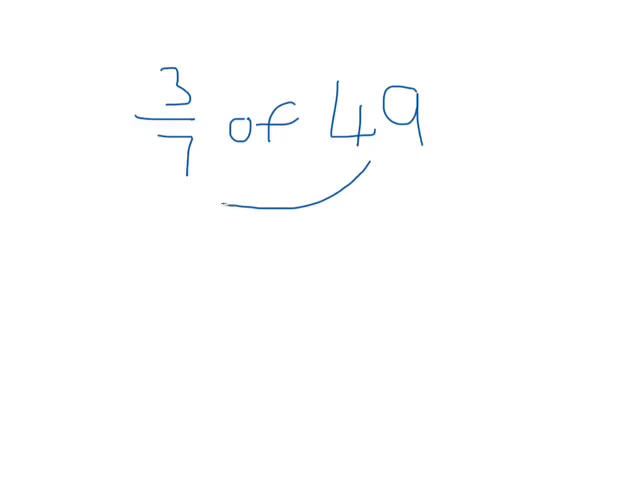So let's do 3/7 of 49. Right, so if you remember what I said, we divide by the bottom first, and that equals 7, because 7 into 49 is 7. Then we times by the top. 7 times 3 is 21. So 3/7 of 49 is 21.